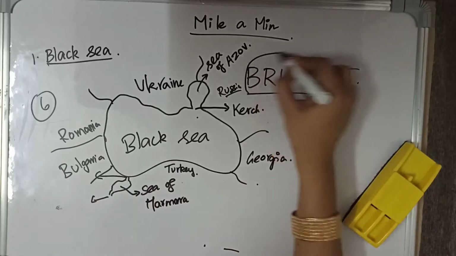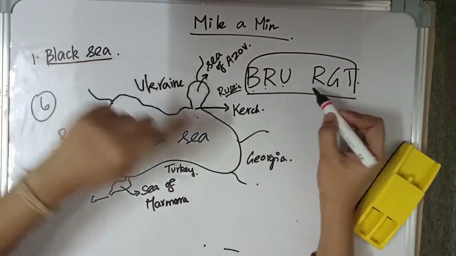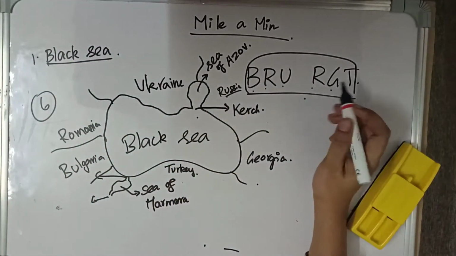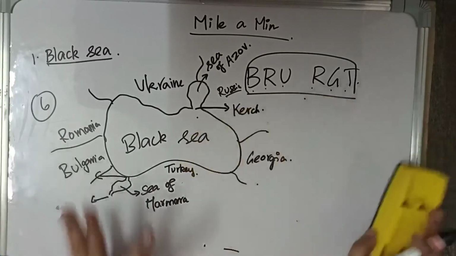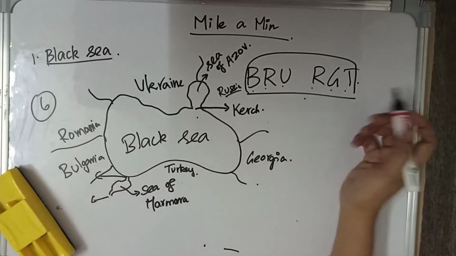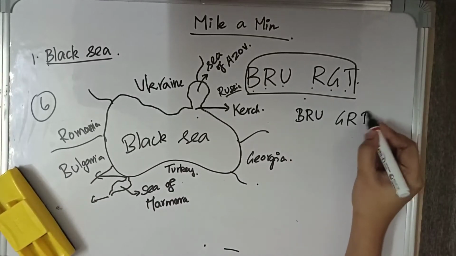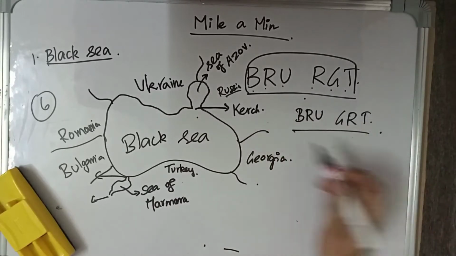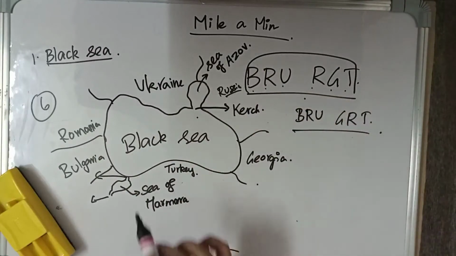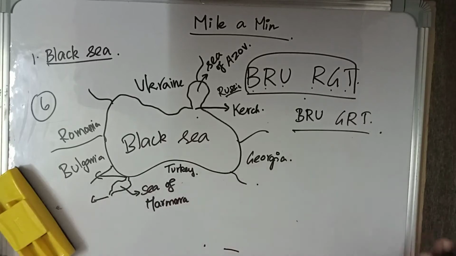So it is BRURGT, which means the first one is Bulgaria, Romania, Ukraine, Russia, Georgia, Turkey. So these are the 6 countries that border the Black Sea. If you are remembering it in a clockwise or anti-clockwise manner, then you can remember it as BRURGT, or else you can remember it as BRUGRT, so that it will be easier. So BRURGT: Bulgaria, Romania, Ukraine, Russia, Georgia and Turkey. These are the countries that border the Black Sea. First, we have completed Black Sea.